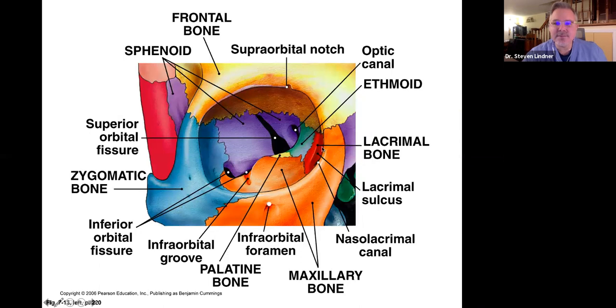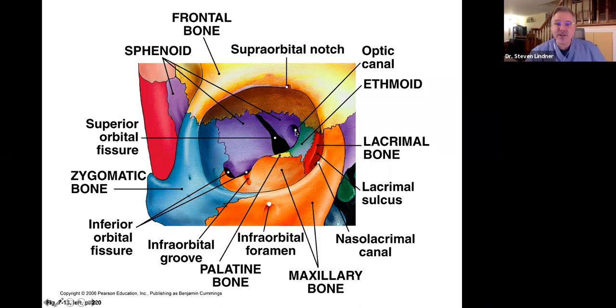Okay, another close-up view there. Here's your lacrimal, here's your ethmoid, here's the sphenoid bone. Here's the superior orbital fissure, inferior orbital fissure, and your optic canal. The optic canal is where the optic nerve, or cranial nerve 2, travels through.